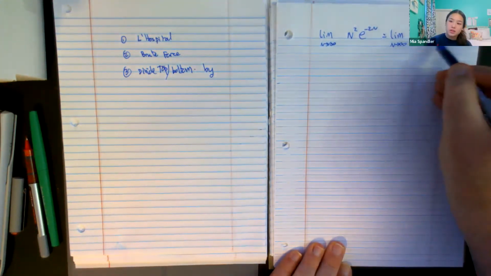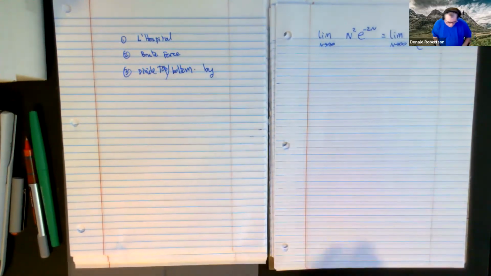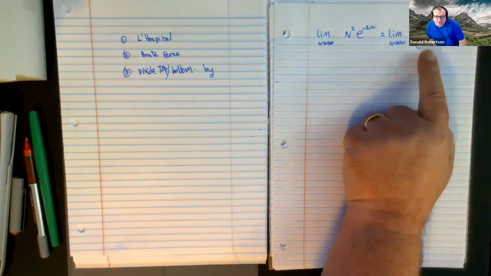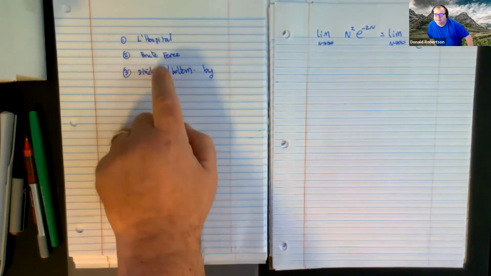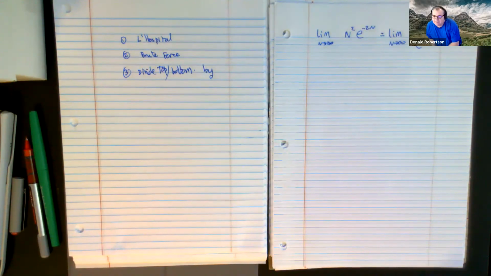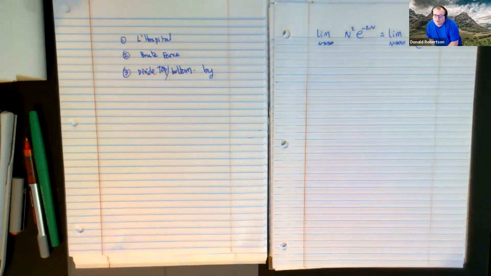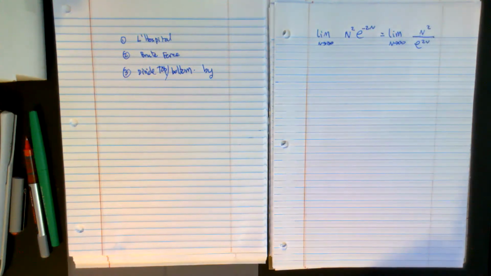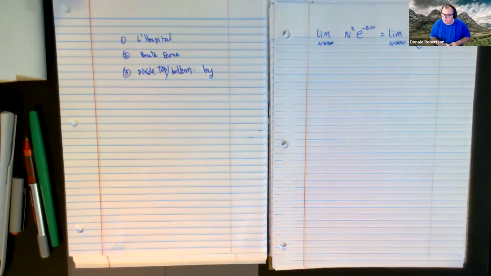Put e to the 2n on the bottom. Agreed. When you see a guy that looks like that, which one of these methods comes to your mind? Which of these three techniques here would you use on this question? What do you think is a natural one to use? L'Hopital's. Doesn't it have that kind of fraction look where the top and bottom are both infinite?